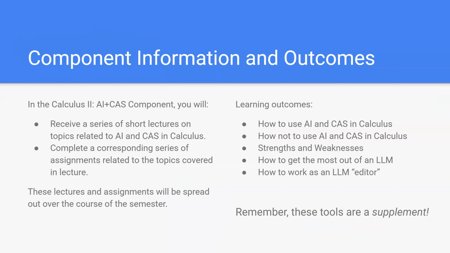Throughout this component, you'll receive a series of short lectures on AI and CAS topics, accompanied by assignments spread throughout the semester. The learning outcomes include understanding how to use and not use AI and CAS in calculus, recognizing their strengths and weaknesses, and learning to work effectively as an LLM editor. By this, we mean how to accurately interpret the answer from an LLM and determine its correctness.